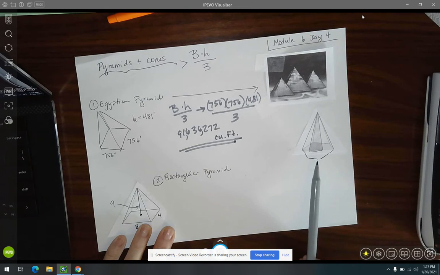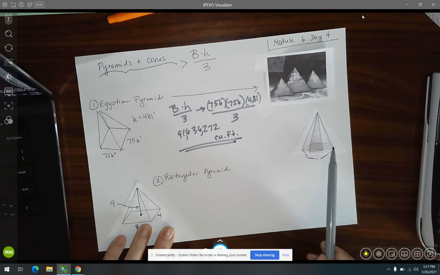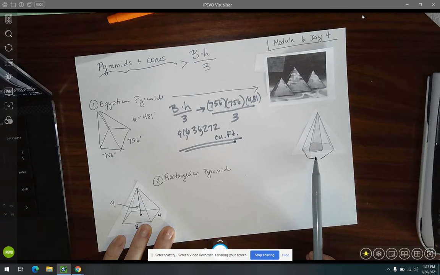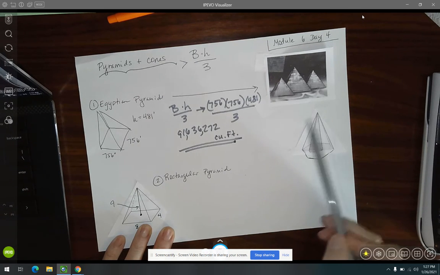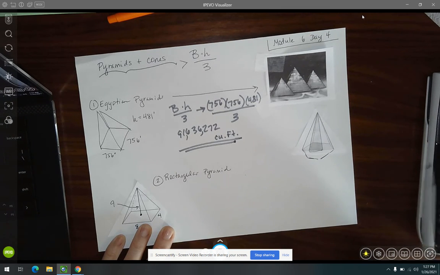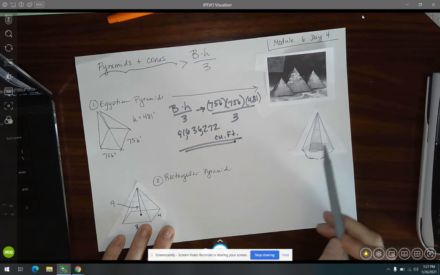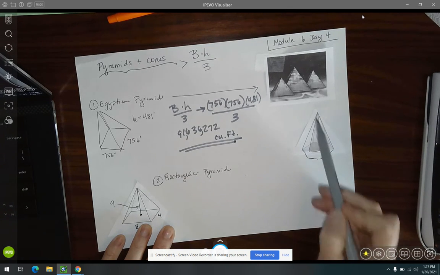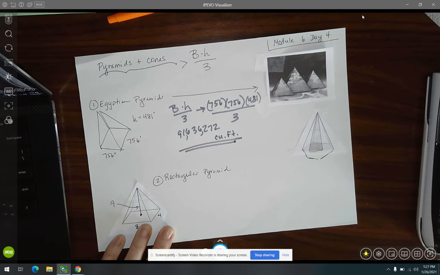Okay, I want to point out that these are square pyramids. We're not going to do this one, but it's got 6 sides. This would be a hexagonal pyramid. You could have triangular pyramids. You can have rectangular pyramids. You could have octagonal pyramids. Whatever the shape is on the bottom is the name, and it just comes to a peak at the top to make it a pyramid.